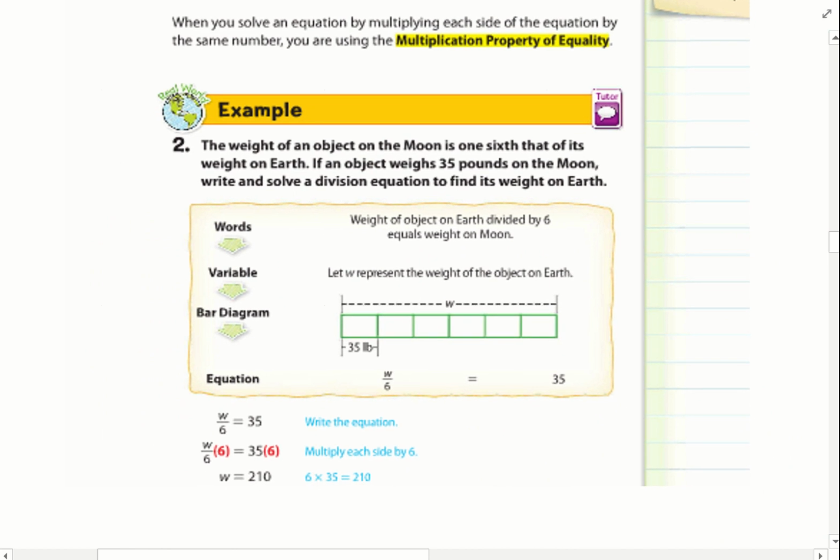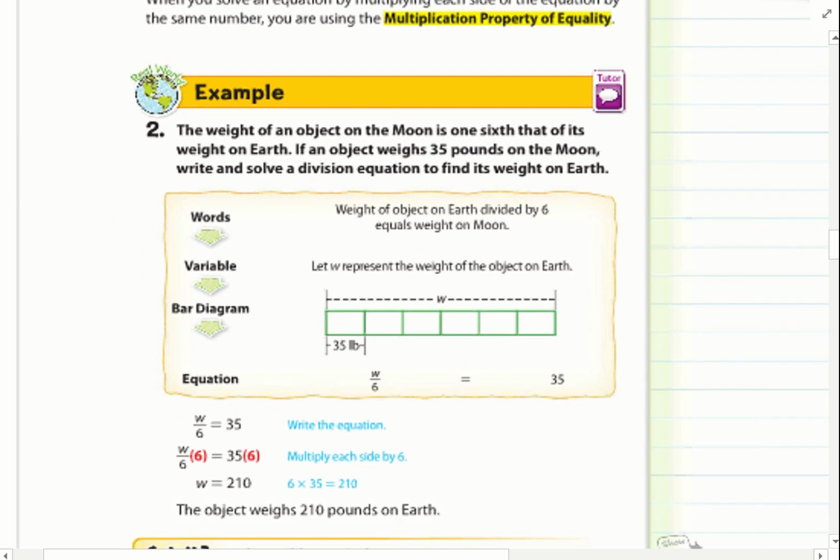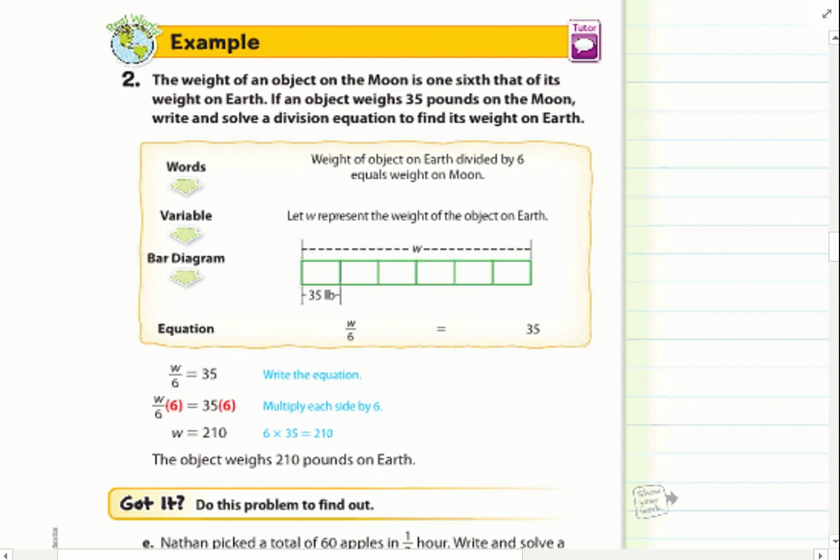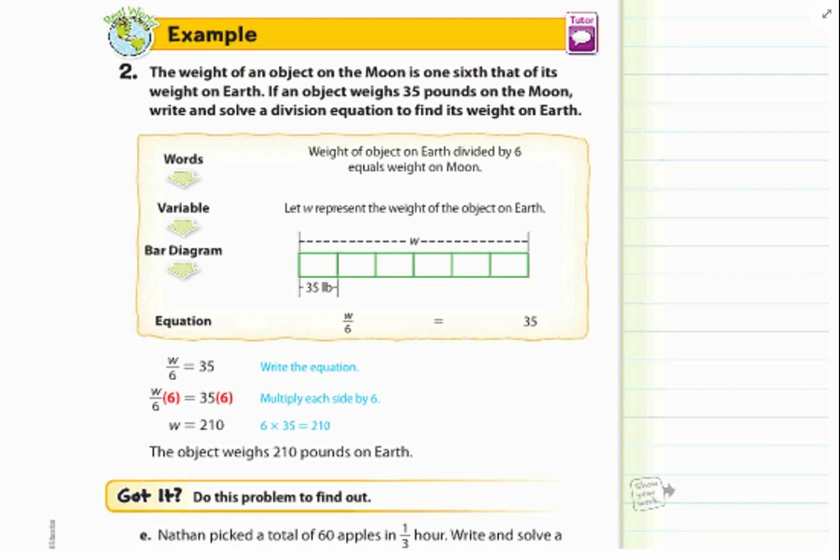So example 2. The weight of an object on the moon is 1/6 of its weight on Earth. If an object weighs 35 pounds on the moon, write and solve a division equation to find its weight on Earth. So we have the weight, and we have 1/6. That 1/6 represents 1 divided by 6. So the weight is going to be split up into 6 spots, and 35 pounds is going to go in every one of those 6 spots.